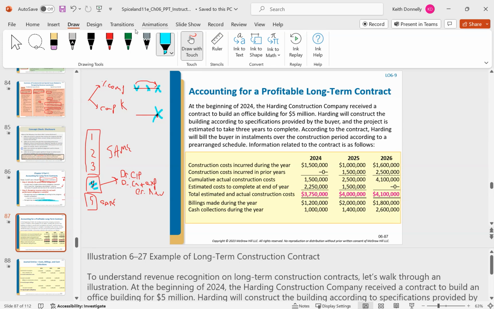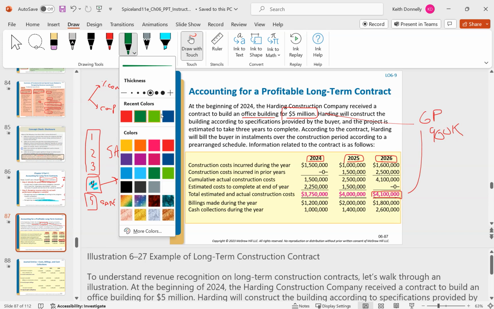Let's look at the numbers here. We have a contract where we're going to build an office building for $5 million. They then give us a bunch of information. It looks like it's going to take 3 years, 2024, 2025, and 2026. We know at the end of 2026, the entire thing cost us $4.1 million. So we're going to have a gross profit here of 900 grand.